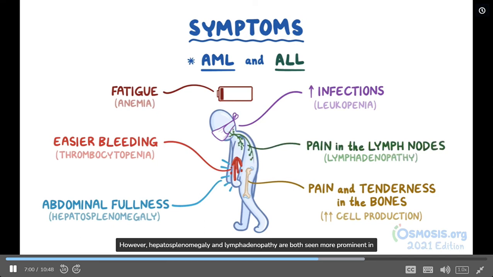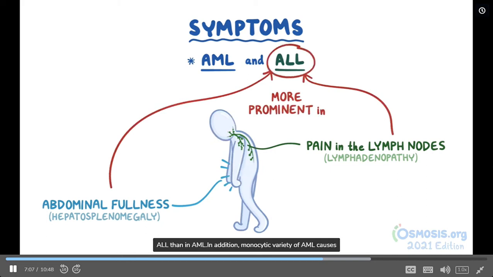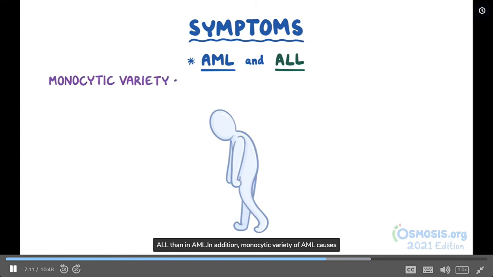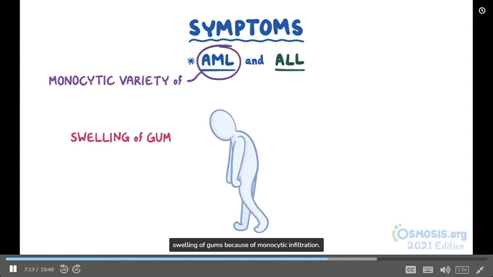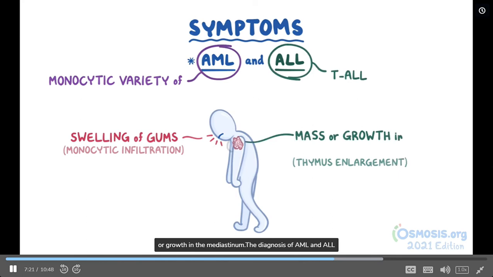However, hepatosplenomegaly and lymphadenopathy are both seen more prominently in ALL rather than AML. In addition, the monocytic variety of AML causes swelling of gums because of monocytic infiltration. Thymus enlargement in T-cell ALL may present as a mass or growth in the mediastinum.